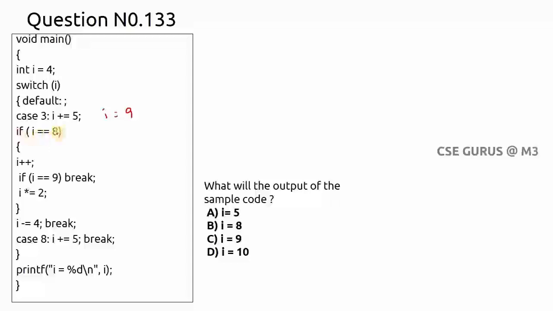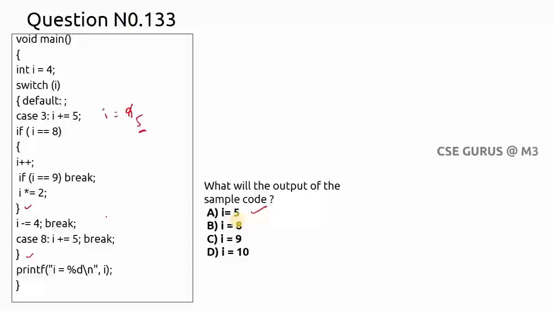After that, the next statement, again there is no break. If 9 is equals to 8, false. So the if condition will not be executed. Anyway, the if condition closes here. Now I equals 9, I minus equals 4. So 9 minus 4, what is the value? 5. So I value will become 5. Break is there, so it comes out of the block, that is the switch closing here, and prints I value. What is the I value you are printing? 5. So answer A is correct.